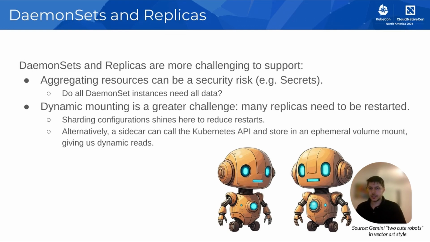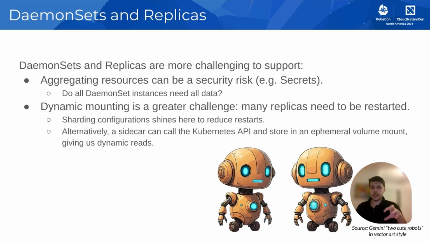One challenge with this is daemon sets and replicas. They're a lot more tricky to support, particularly because you have all these different pods, and if you mount something new, then all of them would have to restart. So that is a challenge. One way to solve this is, instead of mounting, you can do an API access from the container. That's hard to do unless you code that into the application itself. For GMP, we actually did that. We forked Prometheus and we do it in there.